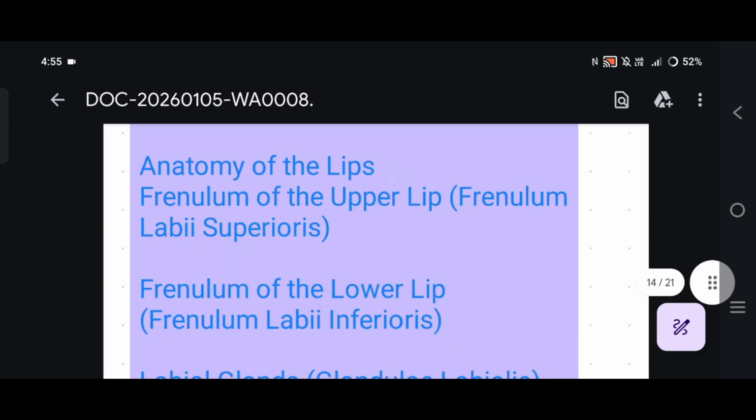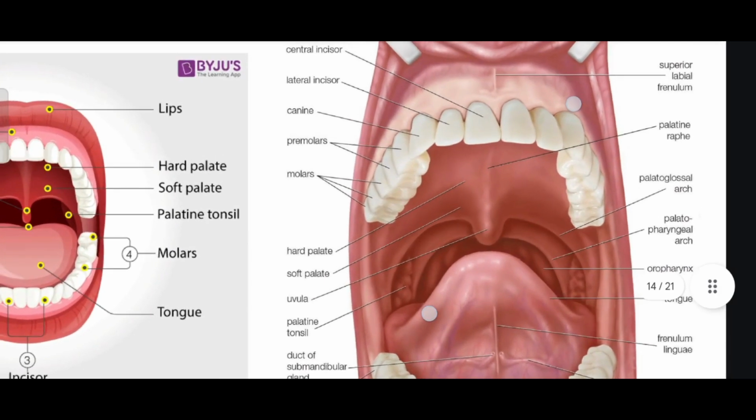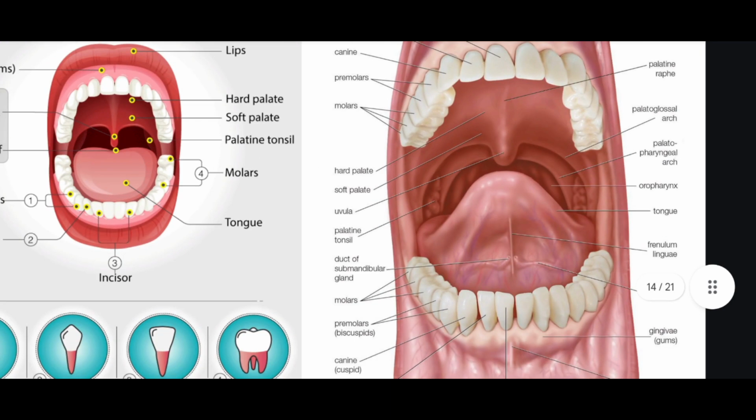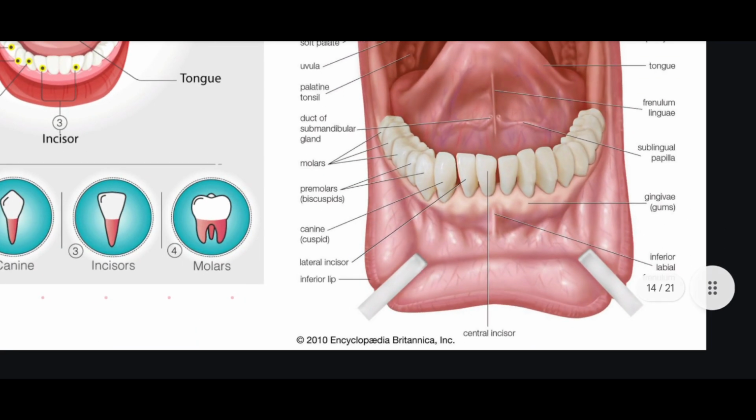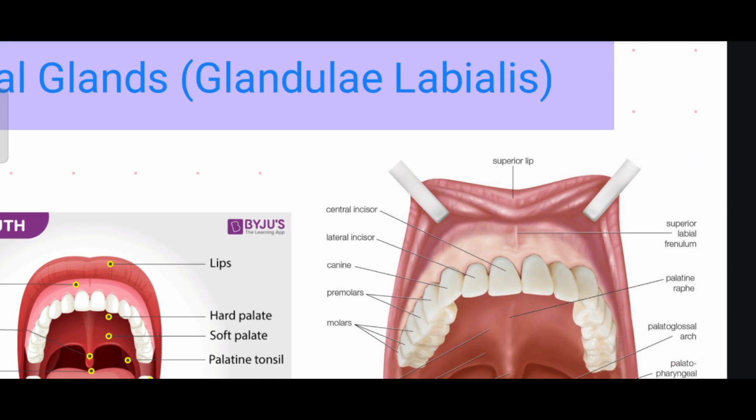So we begin with the anatomy of the lips, the frenulum of the upper lip and the frenulum of the lower lip. The upper lip is attached to the gum through the frenulum of the upper lip, and the lower lip is attached to the gums with the help of the frenulum of the lower lip. The outer sides of the lips are covered with a different type of epithelium, and here is the transition zone between the two sides of the lips.